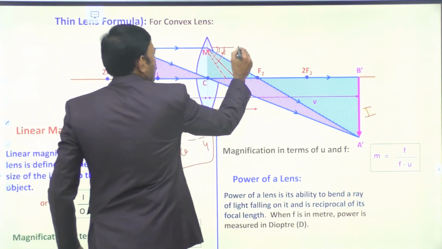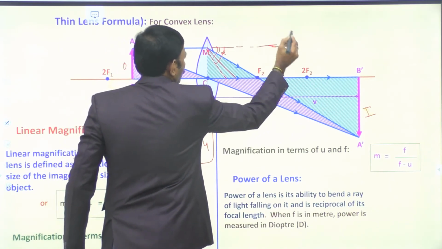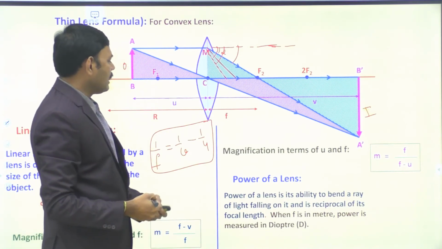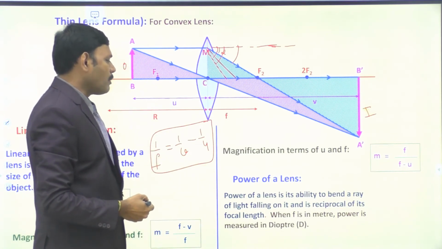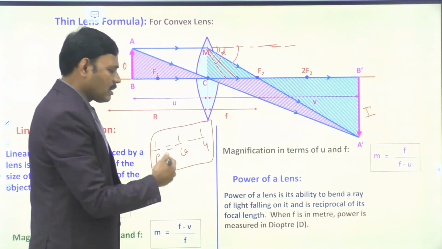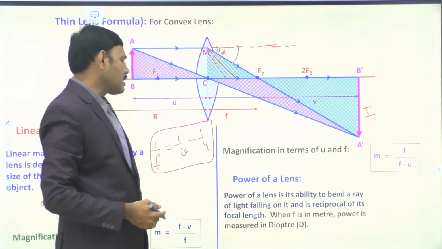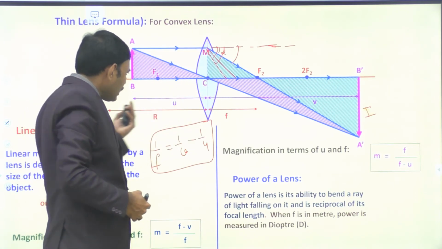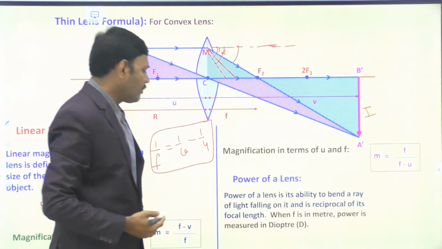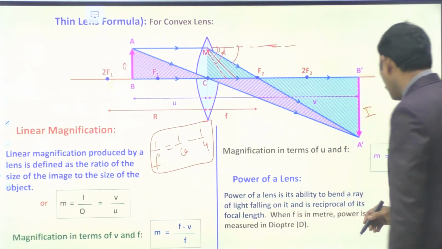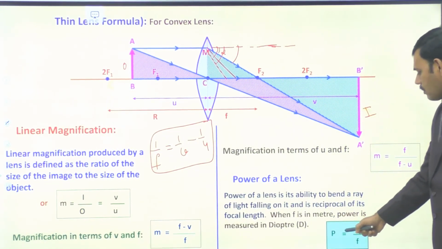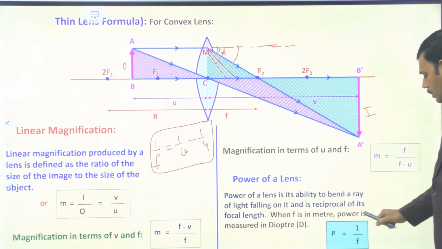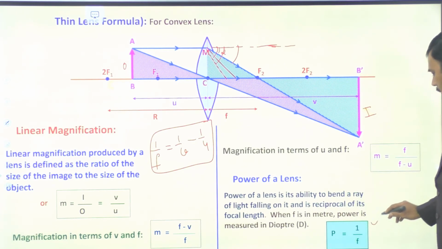Actually, this is the incident light ray path, but it can't continue. After refraction, we are observing bending of the light ray. So, the power of a lens is its ability to bend a ray of light falling on it, and it is reciprocal. As I explained, as the bending angle increases, focal length goes on decreasing. So, power and focal length are inversely proportional. Therefore, the power of any convex or concave lens is determined by a formula: the reciprocal of focal length. This is the required expression.